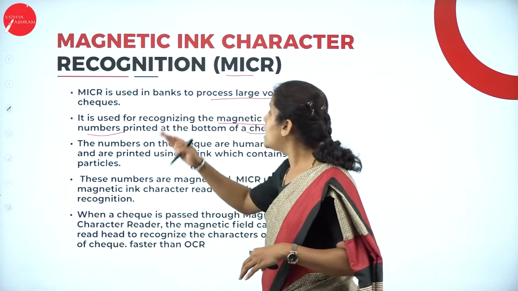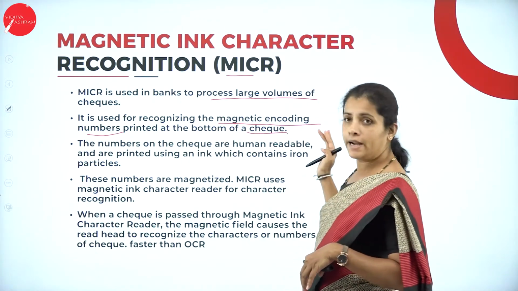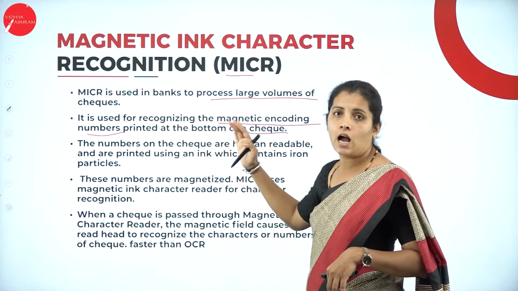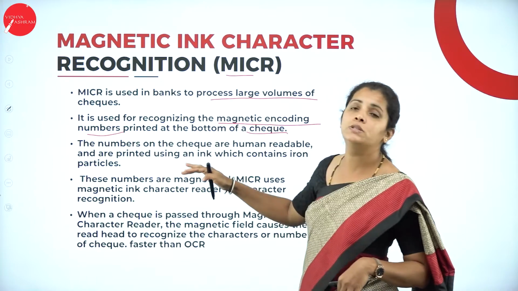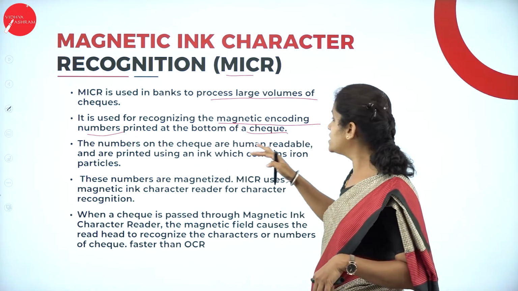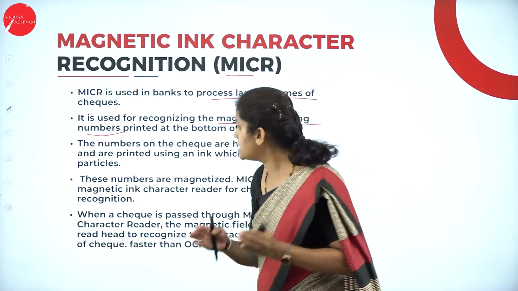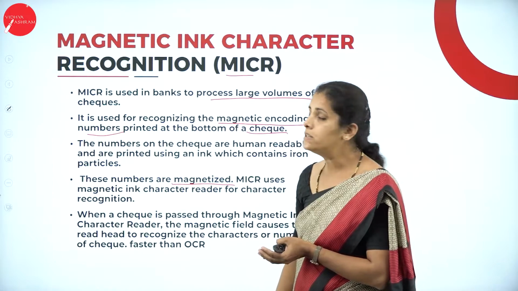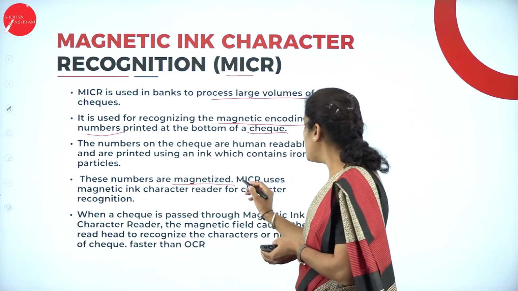The numbers on the check are human readable and are printed using an ink which contains iron particles. Dear students, and these numbers are magnetized.